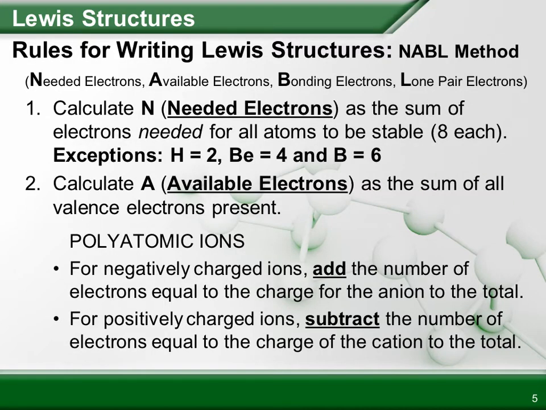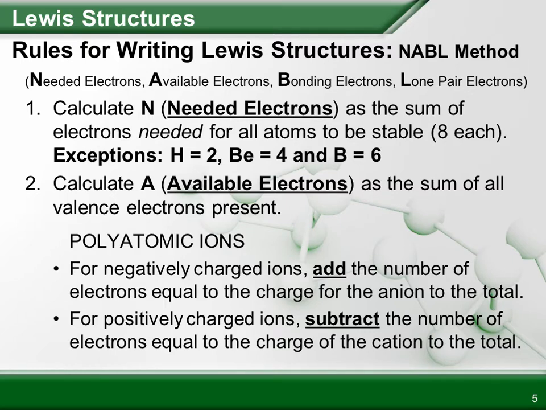The rules for writing Lewis structures are kind of complicated until we start practicing them. But know that we need to calculate the needed electrons, the available electrons, the bonding electrons, and then the lone pair electrons. And this is a slightly lengthy process, but it will save you some headache and guesswork later.